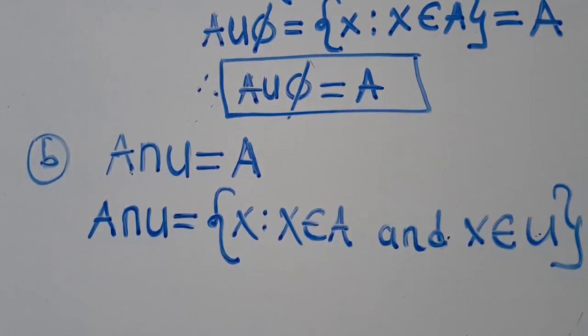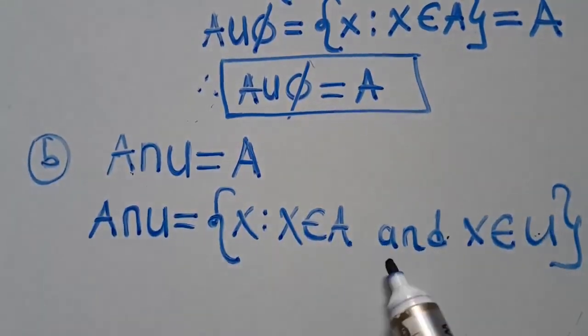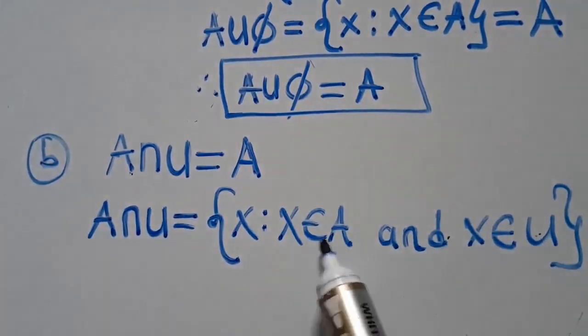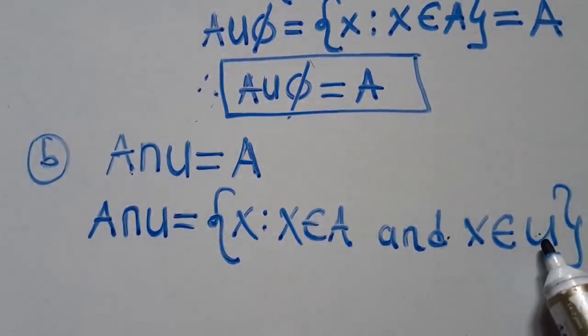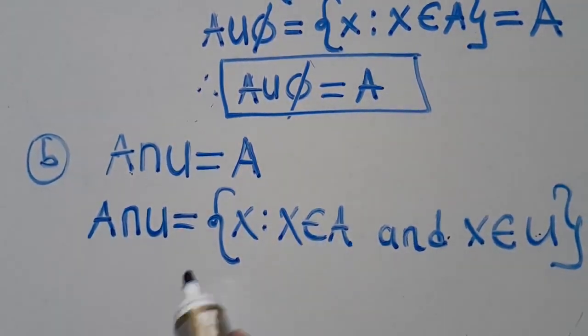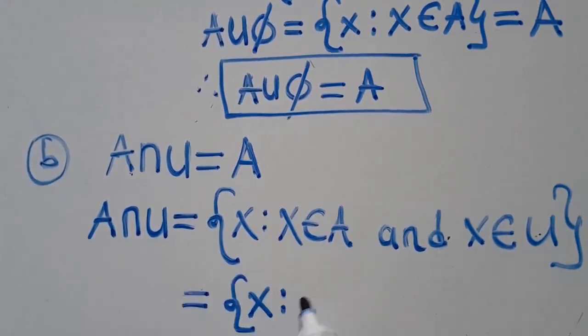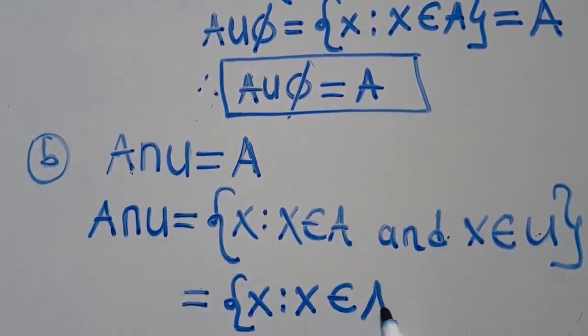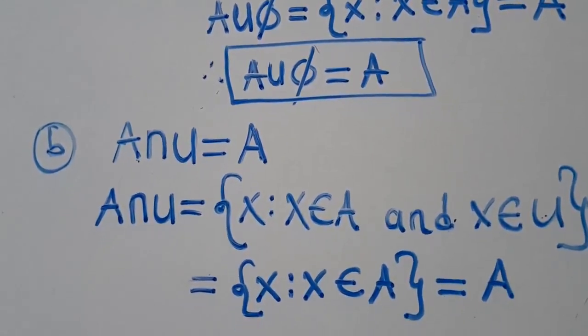So from here you know that if X is a member of A and X is a member of the universal set, every element which is in the set A is also in the universal set. So meaning X is just in set what? Set A. You are talking about one set here, which is just X such that X is a member of A, which is the same as set A.